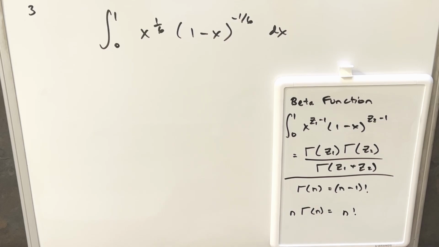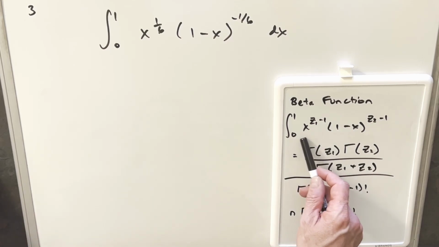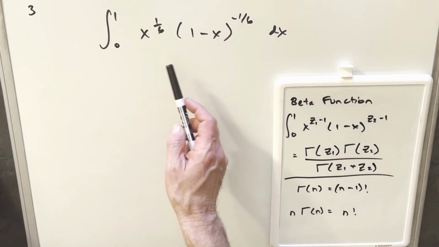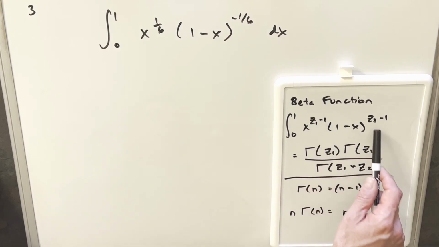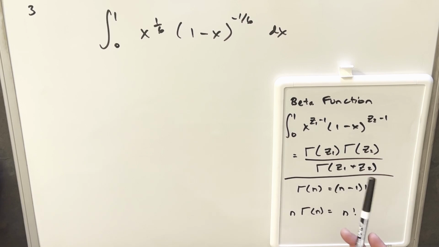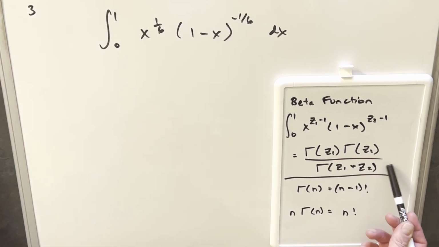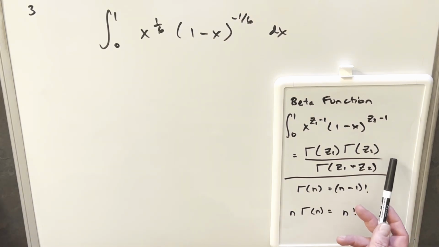We have this integral from 0 to 1 that's in exactly the same format as what we have here. We have these exponents, and what we're looking for is this z1 and z2 value. What this allows us to do is basically go directly to a solution in terms of the gamma function. And then with a few formulas that relate the gamma function to the factorial, it makes this usually pretty easy to calculate. So let's get right into it.